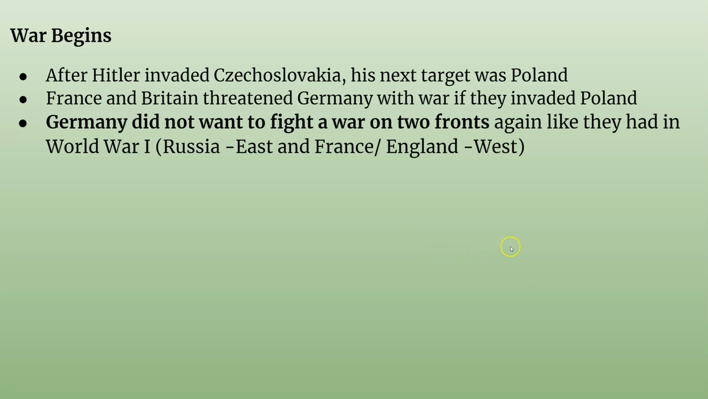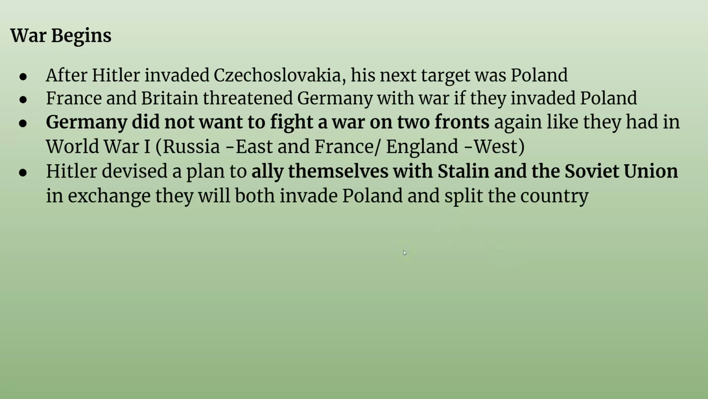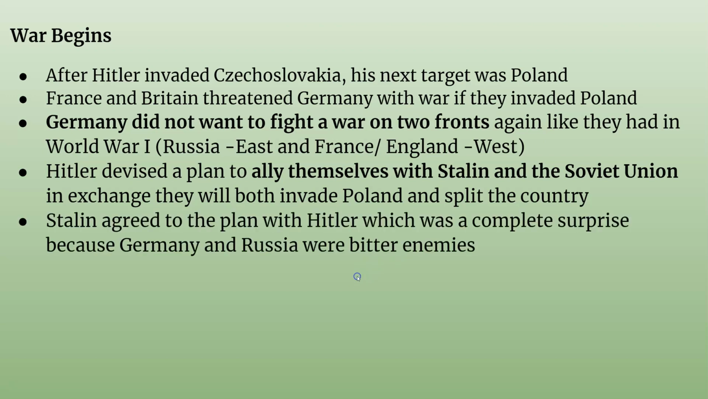Germany did not want to fight a war on two fronts like they had in World War I, which weakened them greatly. He wanted to fight on one front and then move to the other. So Hitler devised a plan to ally himself with Stalin and the Soviet Union. In exchange, they would both invade Poland and split the country. Stalin surprisingly agreed. Stalin's a dictator, he wants more land.